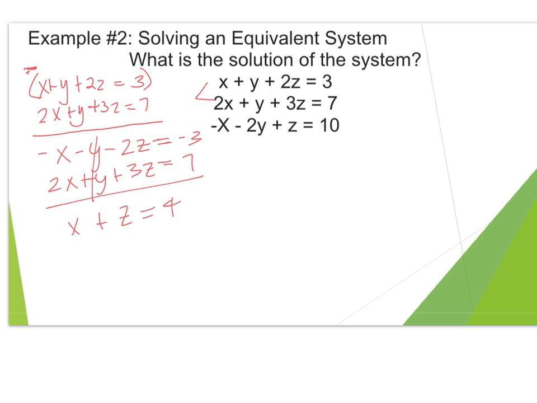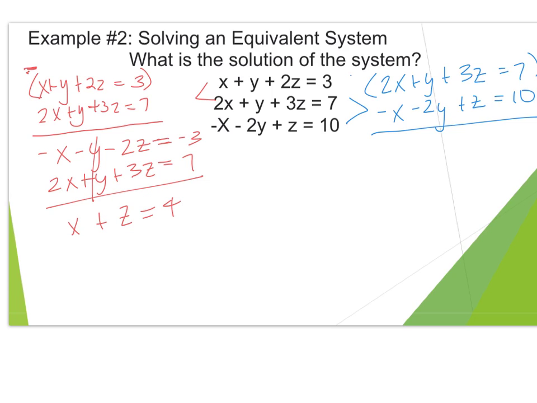Okay, now I need to deal with the second two. The second two, I will have 2x plus y plus 3z equal to 7. I have negative x minus 2y plus z equal to 10. Okay, again, if I chose y on the first one, I have to choose y on the second one. I already have a negative 2y, so I'm going to make the top one a positive 2y, so I need to multiply by 2 to everything.